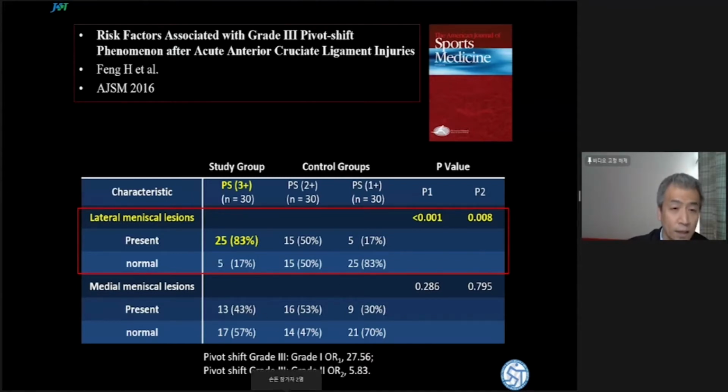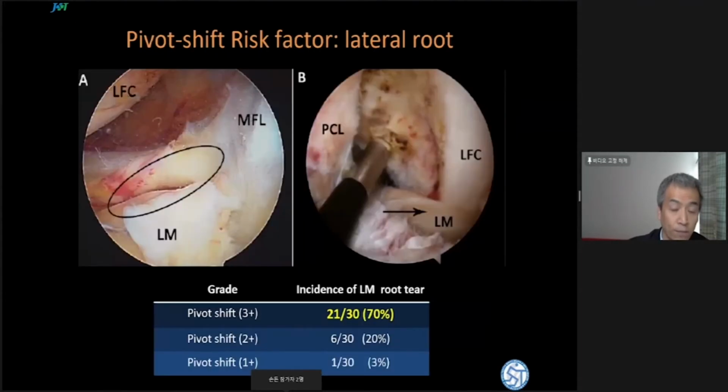So we think lateral meniscus injury, especially the root tear, is a risk factor for high-grade pivot shift after ACL injury. We also compared the 3+ pivot shift, where patients have an incidence of lateral meniscus root tear around 70%, and for the 2+ and 1+, it's less than 20%. So this is a risk factor for the high-grade pivot shift.